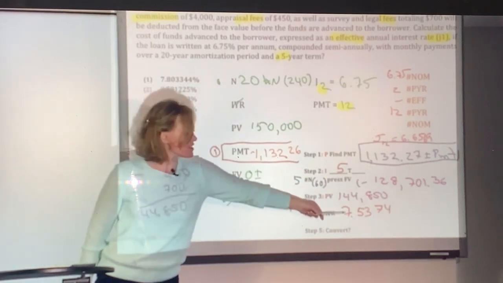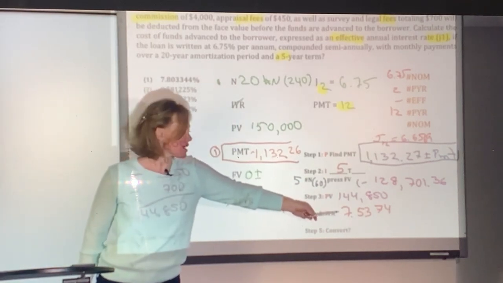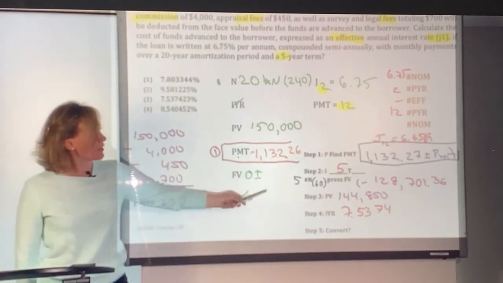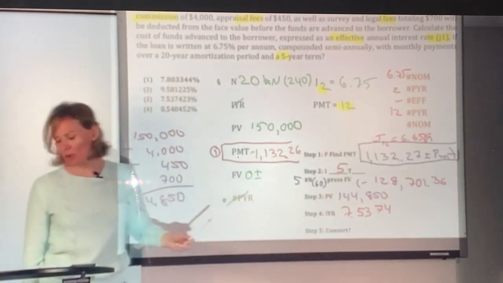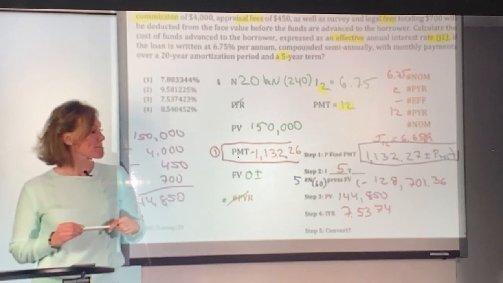Okay, so what's this? That is a J what? My question to you is always the same. How do you know? Look back at your PYR. PYR was monthly, so that is also J12 equals 7.5374. Okay, is that what they want?